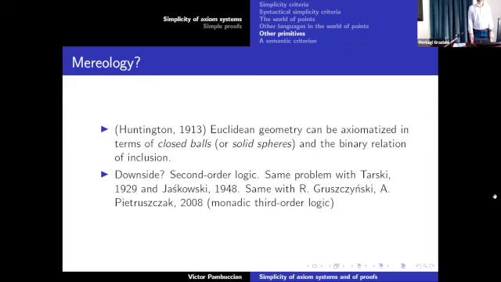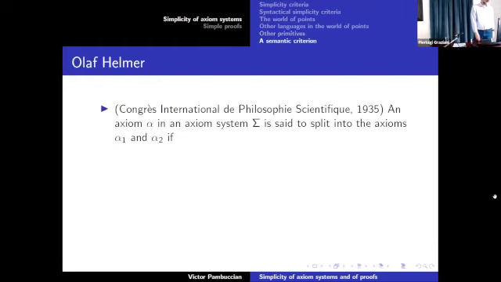The same problem is with a very short paper by Tarski in 29, where he did the same thing, Jaskowski in 48, and then it was taken over in a very long paper in the Bulletin of Symbolic Logic in 2008, where certain shortcomings in Tarski's paper and certain varieties that you can get if you interpret things in one way or another were pointed out. But again, nothing is in first order logic. These things are in monadic third order logic.